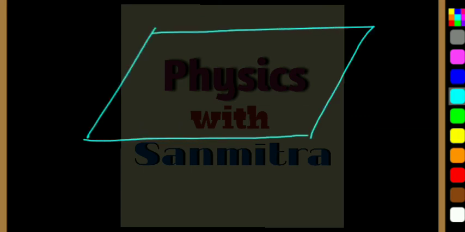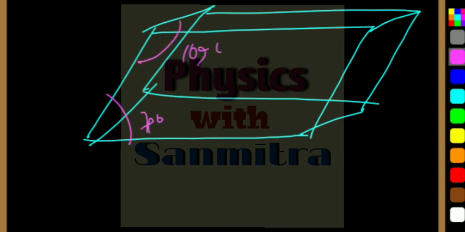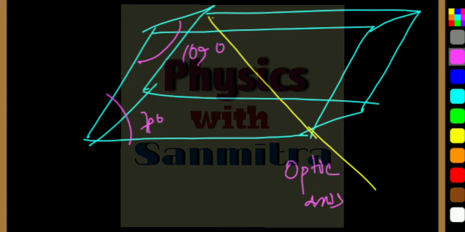See, this is actually like this, not 2D but 3D. This angle, I can say, is 71 degrees, and this angle will be 109 degrees. Now if we join this one to this one, this actually forms my optic axis. This forms my optic axis.